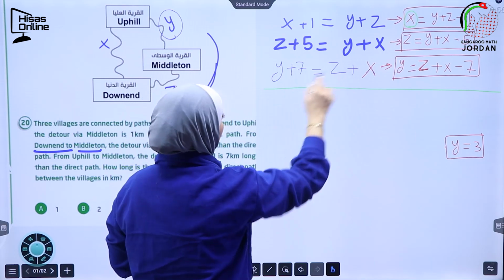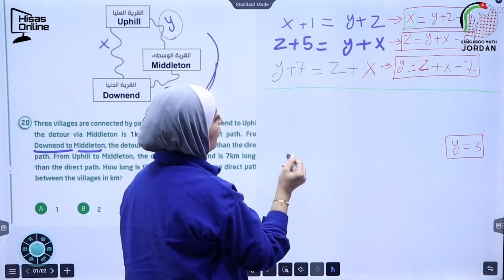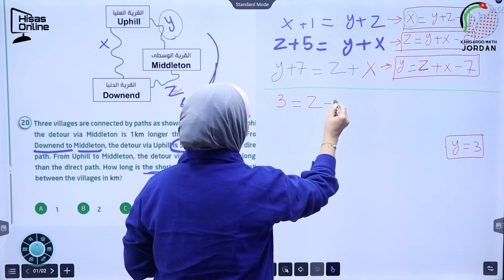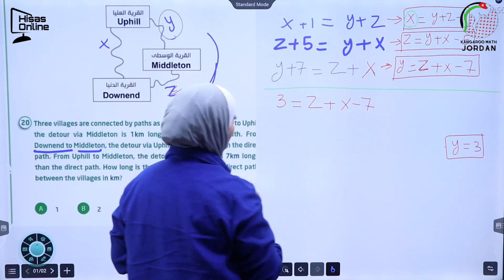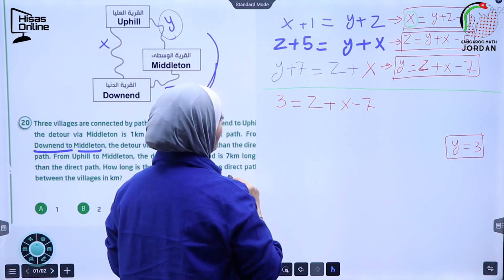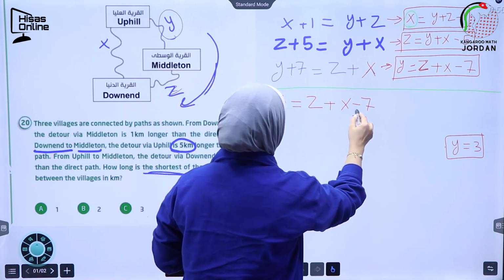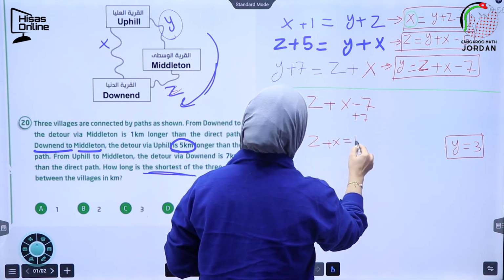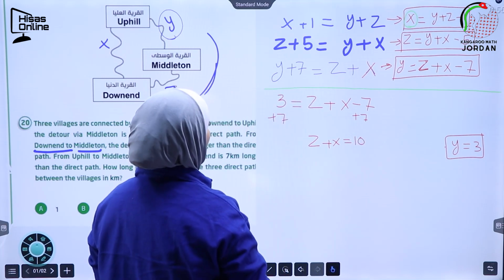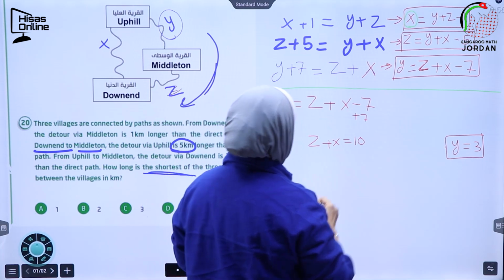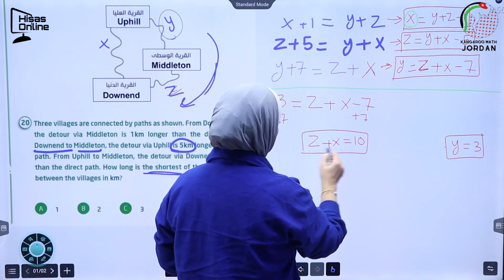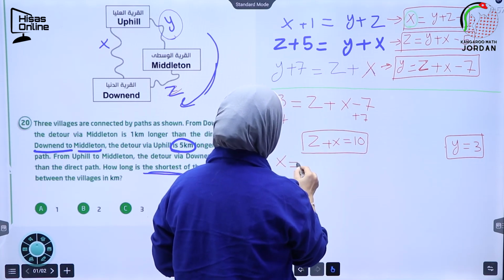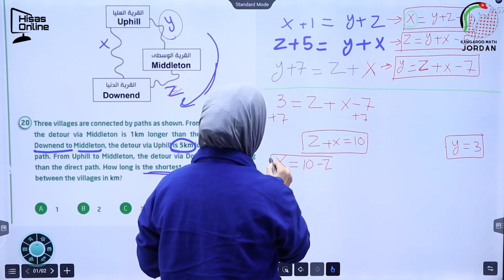Now, let's go to this part and see how we can use the value of Y in this case. Instead of Y, it's a 3, right? 3 equals Z plus X minus 7. Good. Is it plus 7? That means Z plus X equals 10. Z plus X equals 10. If I need to find X in terms of Z, I can say X equals 10 minus Z, right?